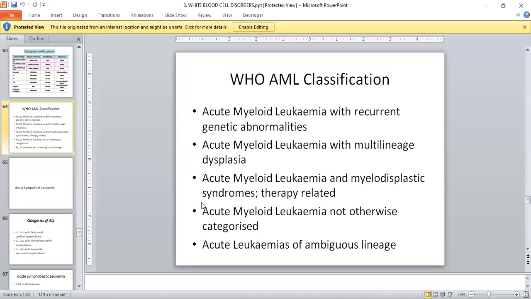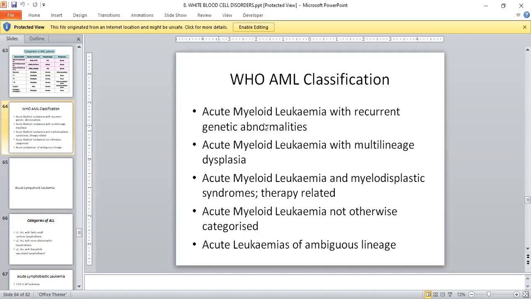So the other way of classifying AML is the WHO classification. So we've seen two classifications now. We've seen the FAB classification, then now we're seeing the World Health Organization classification. So these ones are 5.